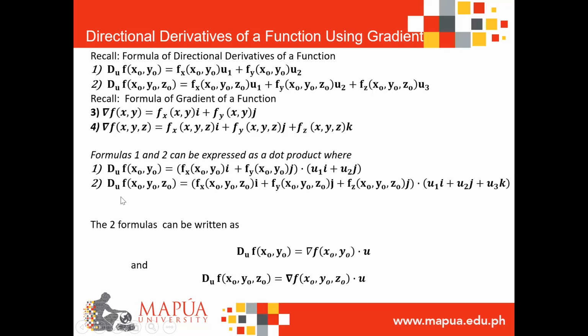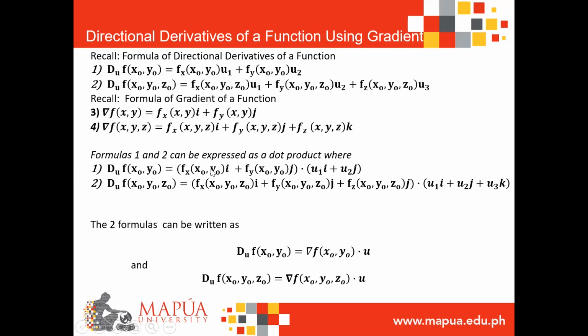Then the directional derivative of the function of 3 variables, in the direction of the unit vector, denoted as D sub u f of x sub 0, y sub 0, z sub 0, equals the quantity f sub x evaluated at x sub 0, y sub 0, z sub 0 times i plus f sub y evaluated at x sub 0, y sub 0, z sub 0 times j plus f sub z evaluated at x sub 0, y sub 0, z sub 0 times k, that product with the unit vector whose components we have as u1 i plus u2 j plus u3 k in ijk notation.